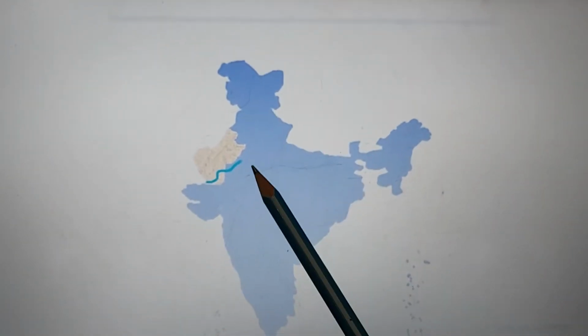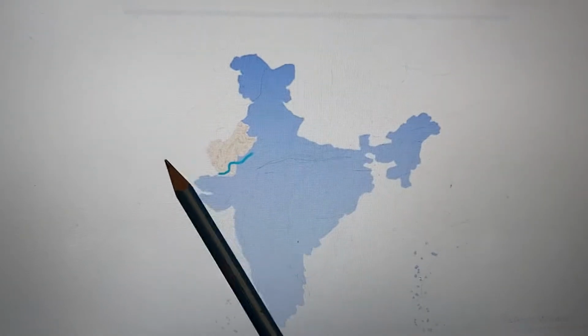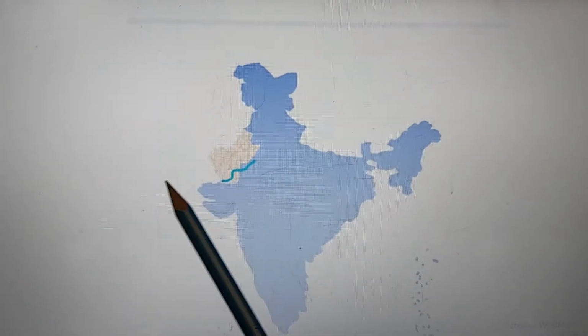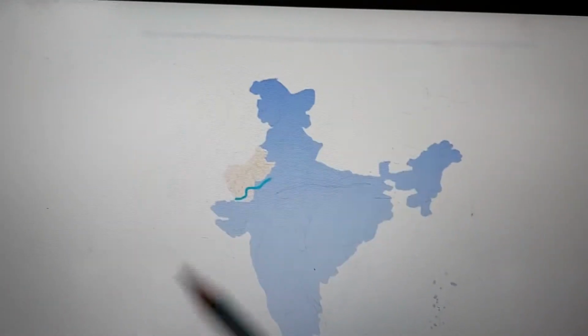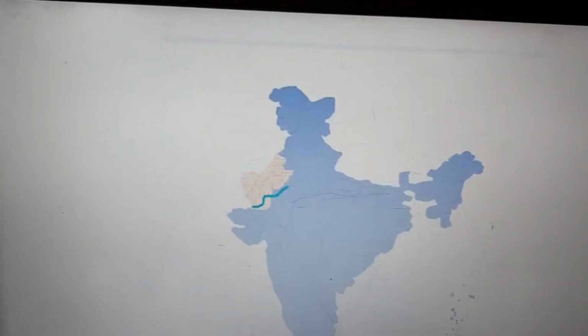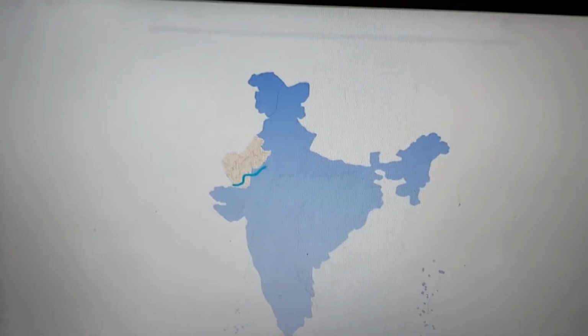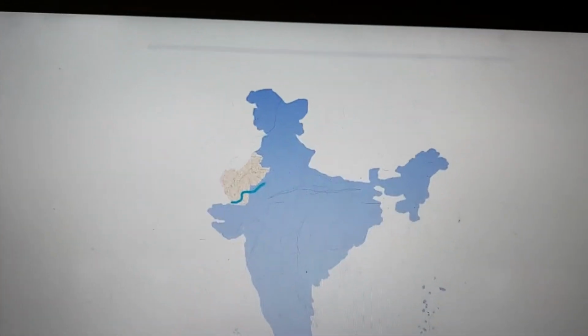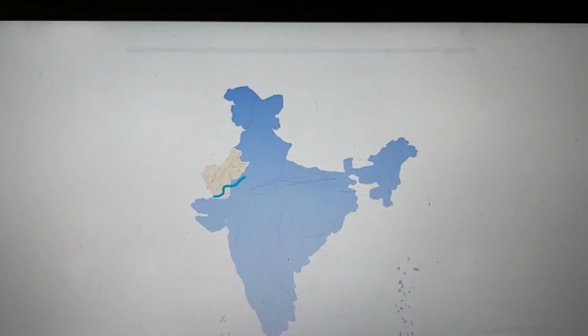Now children, river Luni is the only large river in the Thar desert, but this Luni never reaches the sea. It just dries up and disappears somewhere. Okay, so this is the only large river there, and this Thar desert has a very arid climate. What is the meaning of arid climate? Very low rainfall and very low vegetation. That is called arid. So hardly anything grows here.